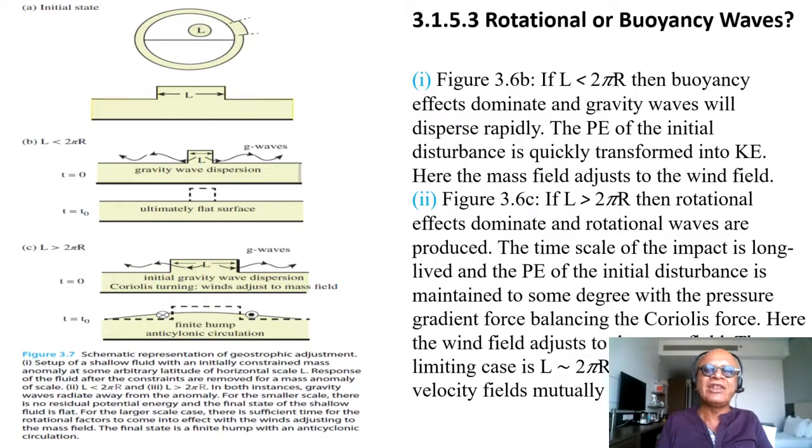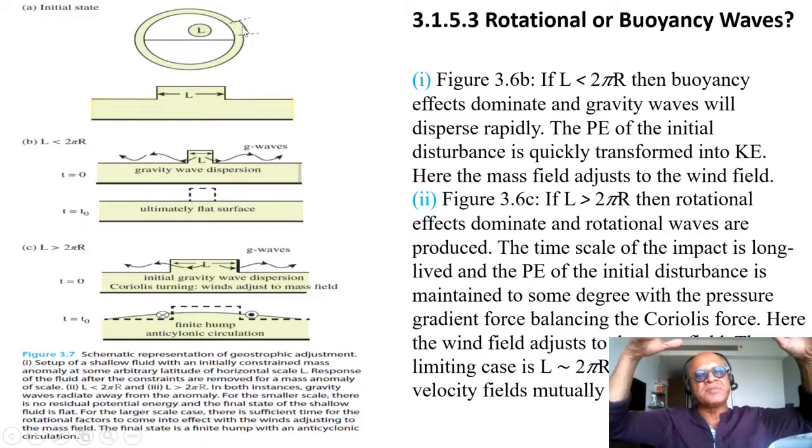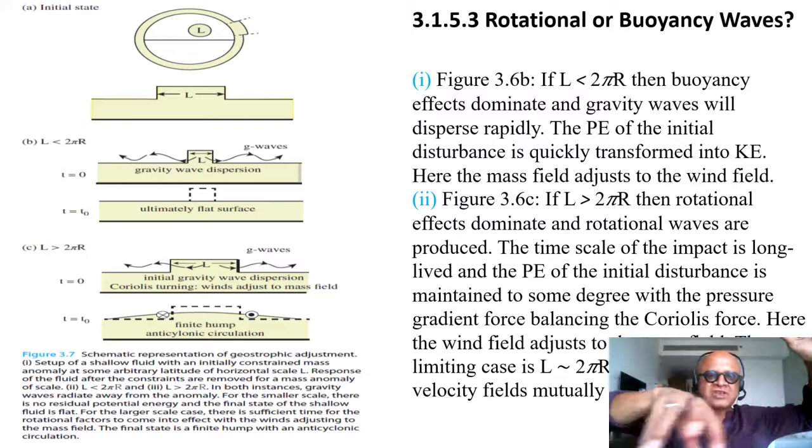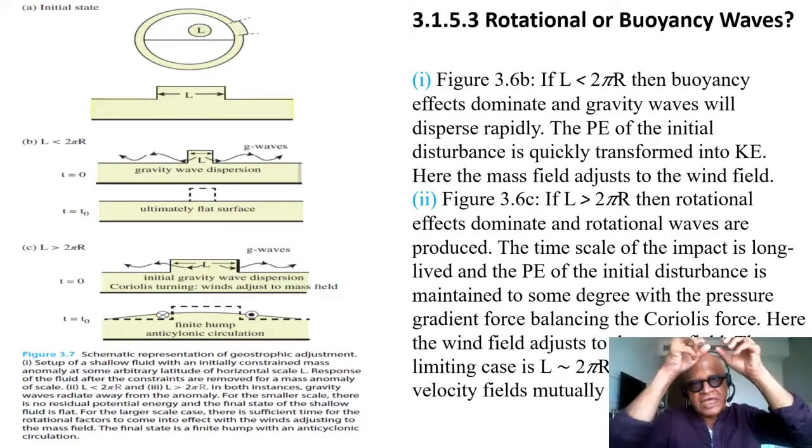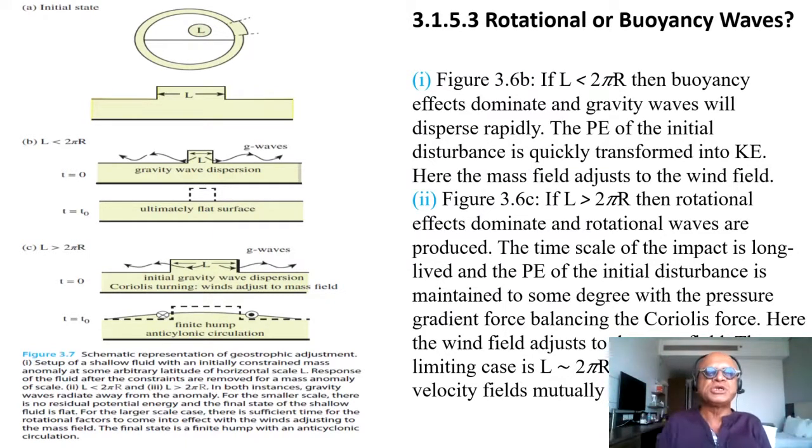So let's look quickly at how the adjustment depends on the scale of the perturbation. So assume that we have a latitude band where the system is in geostrophic adjustment, and you somehow created a perturbation, a mass perturbation. You piled up a mass somehow, let's say by having a wind stress curl that created a convergence and piled up, and then it disappeared. So then the question is, how will this mass adjust once the perturbation is released? That depends on the scale of the perturbation, because that is the essential Rossby or geostrophic adjustment problem.